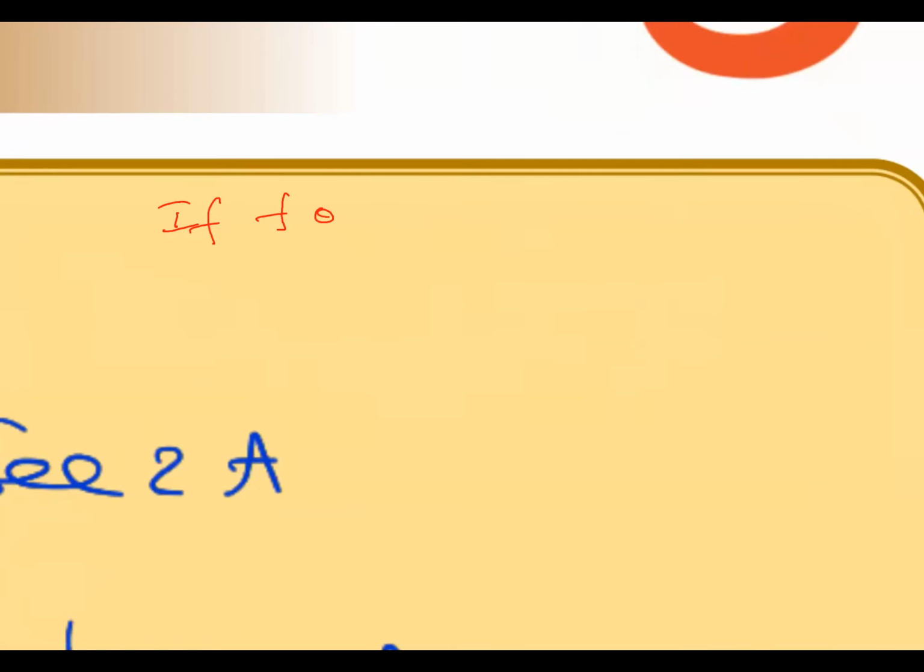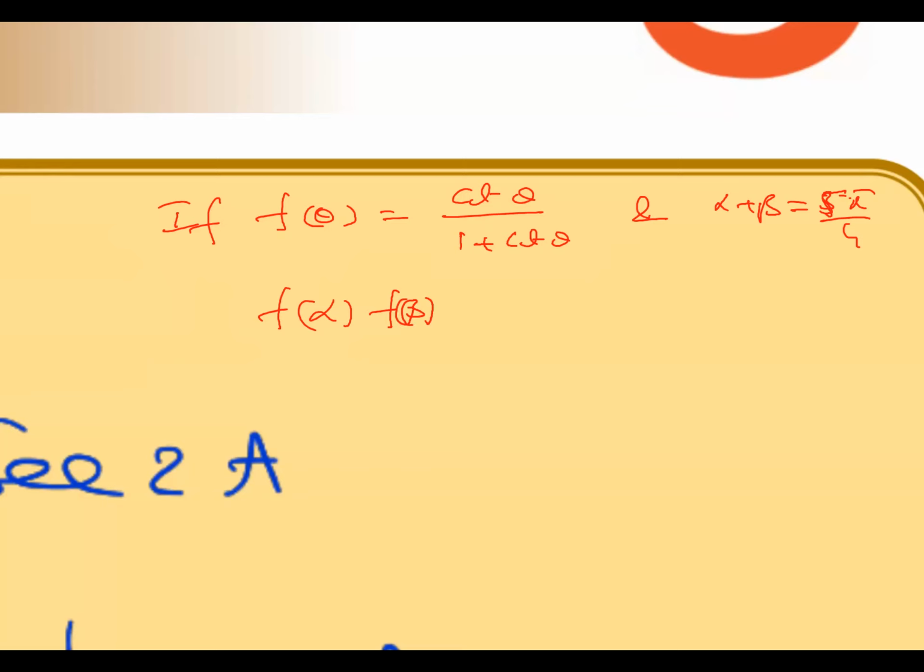The question asked previous year: if f of theta equals cot theta by 1 plus cot theta, and alpha plus beta equals 5 pi by 4, what is the value of f of alpha into f of beta? Alpha plus beta is 5 pi by 4. This is a question which came last year.